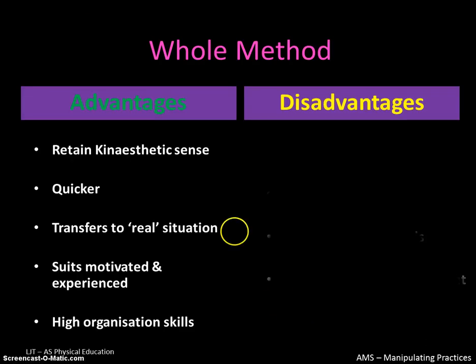So the advantages of doing whole method practice or teaching as a whole is that the performer hopefully will get a proper sense of what it should feel like to do the whole skill all in one. If they get it, or if they even mostly get it, it could be much quicker than teaching them by part. It transfers the skill to the real situation. So again, there's a sense of reality and how it should feel in its full sense.